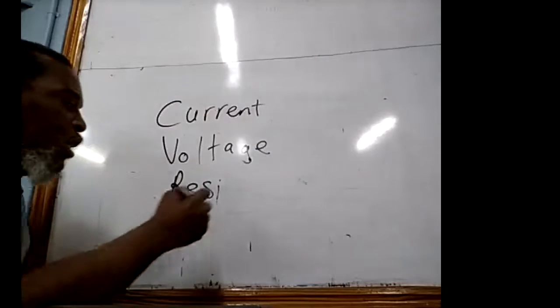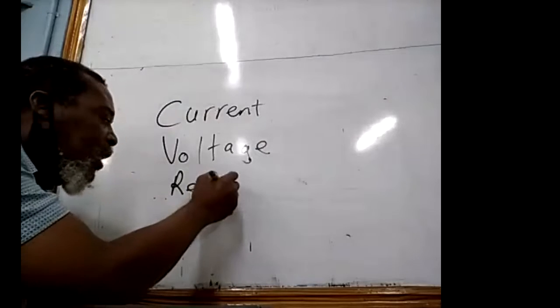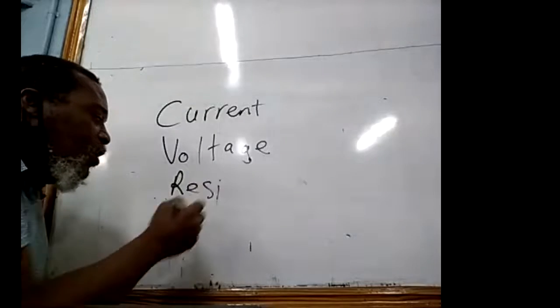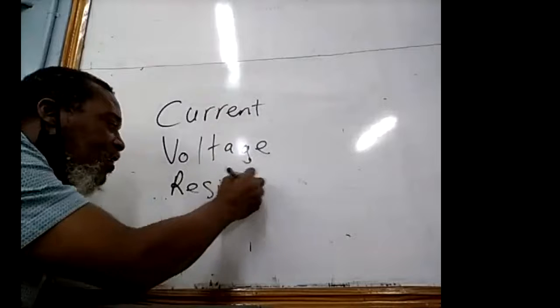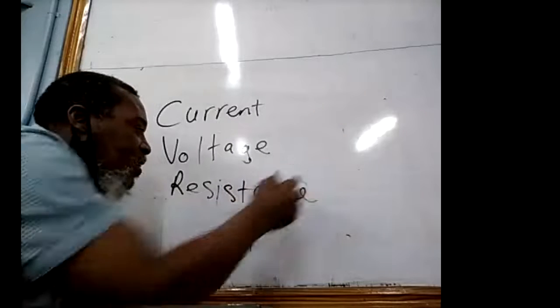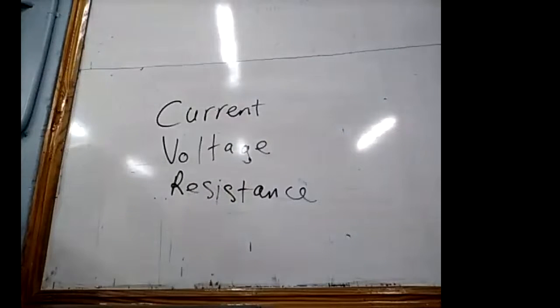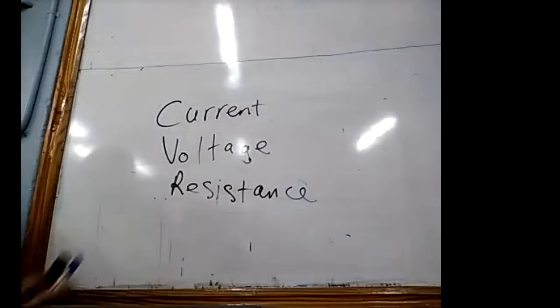Which one of them has the low opposition? Insulation has the high resistance. Sorry, high resistance. All right, so we have current, voltage, and resistance.